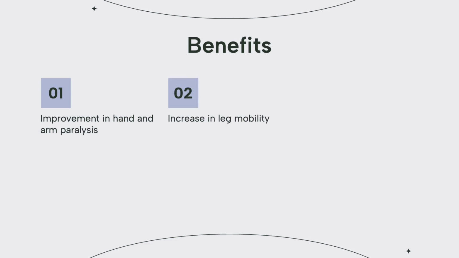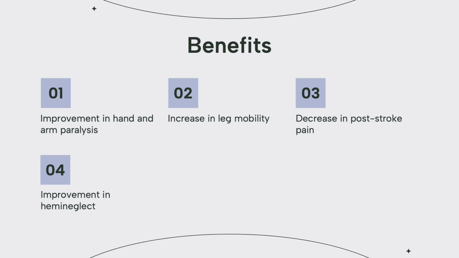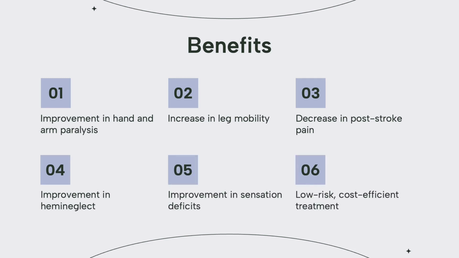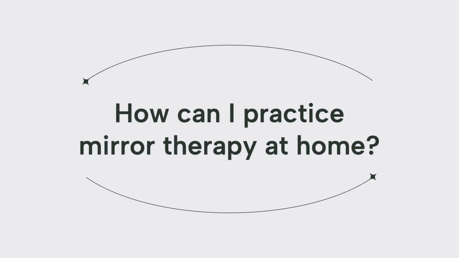Among the benefits of mirror therapy are improvement in hand and arm paralysis, increase in leg mobility, decrease in post-stroke pain, improvement in hemineglect, improvements in sensation deficits, and the fact that this is a low-risk, cost-efficient treatment. In fact, this therapy can be done with your therapist in a clinical setting, as well as in your home on your own. So, let's talk about how you can practice mirror therapy at home.